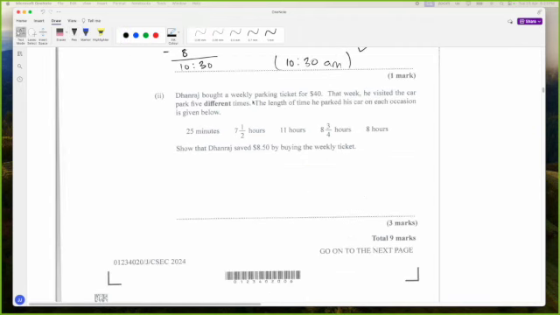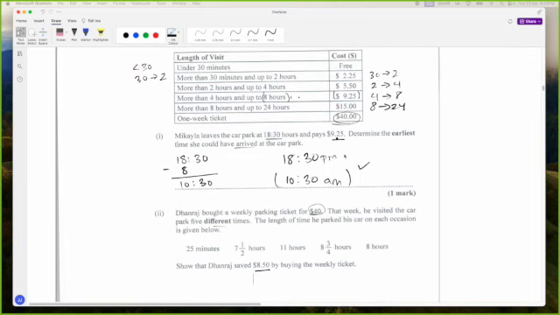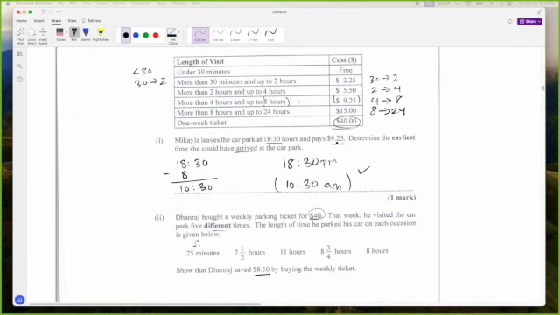Dan Raj bought a weekly ticket for $40. That week, he visited the car park 5 different times. The length of time he parked his car on each occasion is given below. Show that Dan Raj saved that amount by buying a weekly ticket. So let me see this here. 25 minutes means that this was free. 7.5 hours would have been $9.25. 11 hours would have been 15. This would have been 15. This would have been 15.